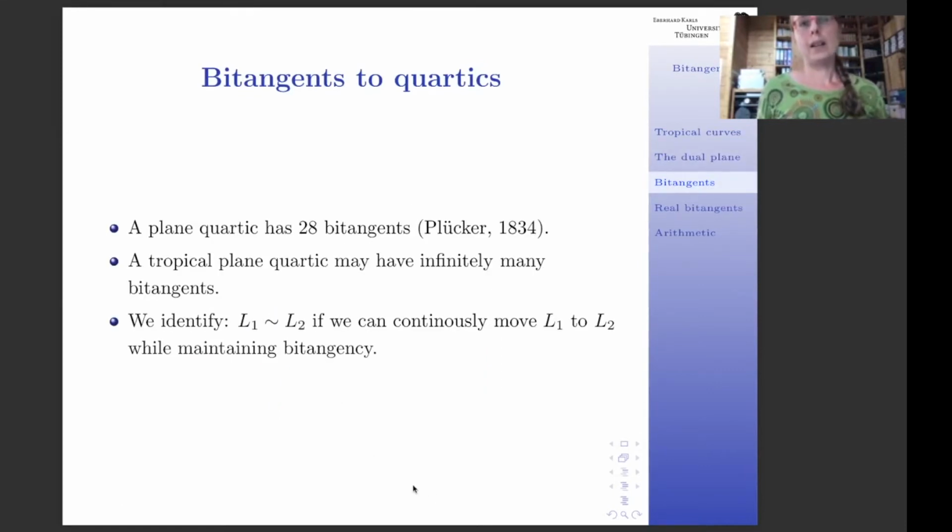Okay, now let's start actually with bitangent lines. So you might have heard that a plane quartic has 28 bitangents. This is actually a very old theorem already going back to Pluecker. It has been known for quite a long time at this point. But what people found out in the tropical world is that a tropical plane quartic may have infinitely many bitangents, not just 28. But then we go and identify 2 tropical bitangents if we can continuously move one to the other while maintaining the bitangency.